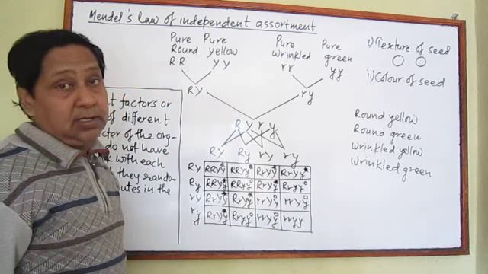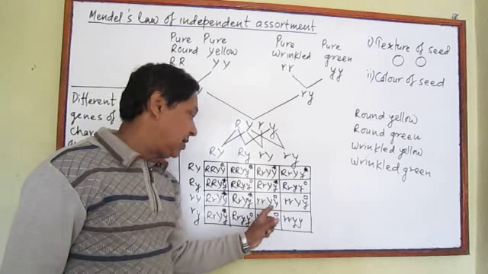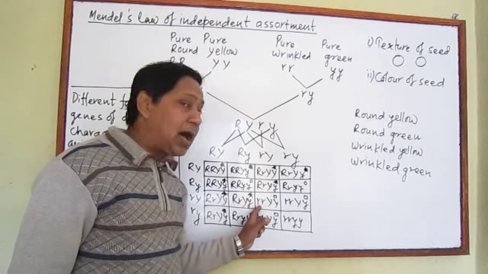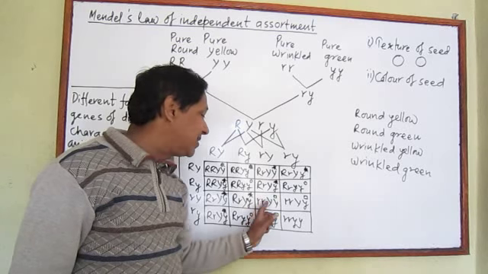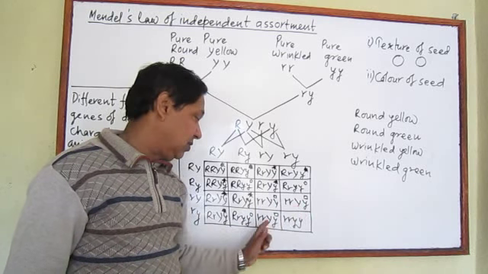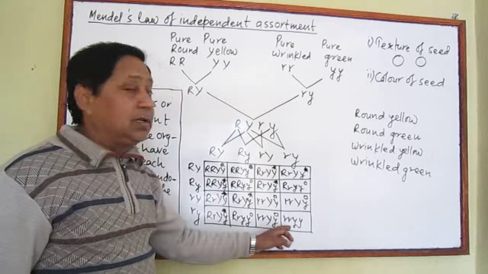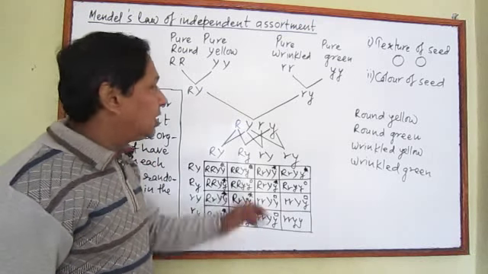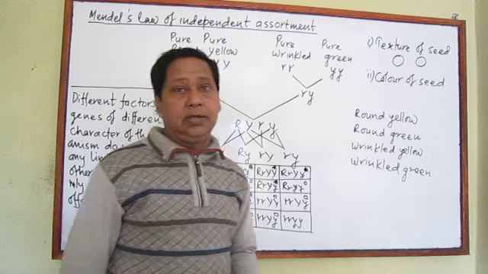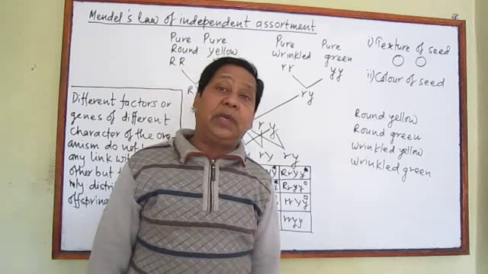This is round green. But the box-marked ones, where both R are small, are wrinkled. One of the Y is capital, that's why yellow, so wrinkled yellow. And this is wrinkled green. This way, what is the conclusion? In the second generation, four different phenotypes appeared.